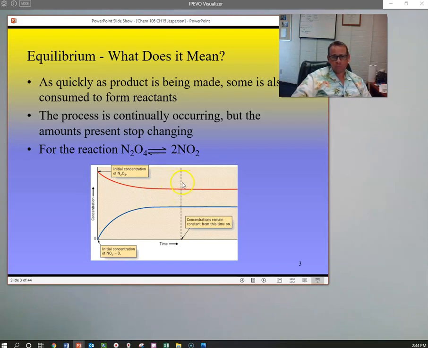No. I'm guessing 2NO2 is just reacting at the same rate. That's right. The N2O4s are still reacting and forming the NO2s. It's just that the NO2s are forming the N2O4 at the same rate. So the concentrations become stagnant. They don't change, right? But the reaction is still in dynamic equilibrium.